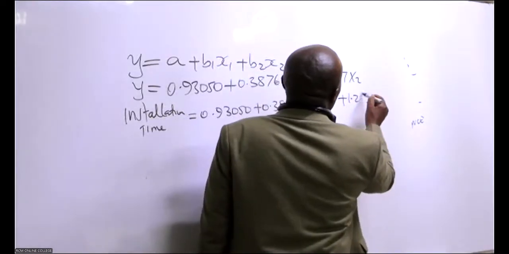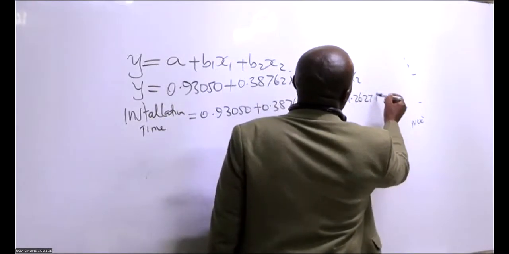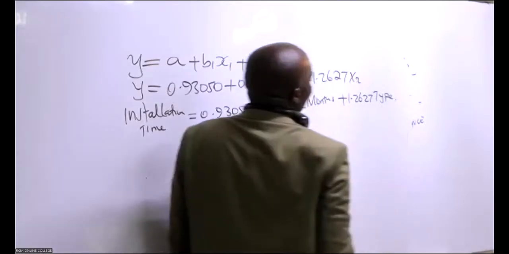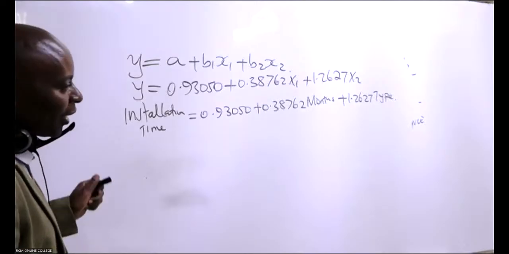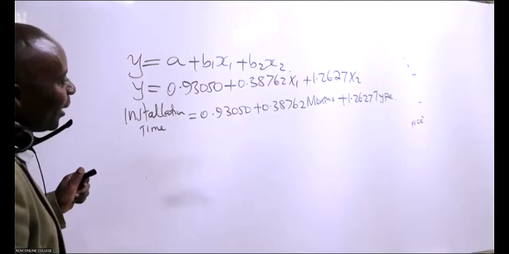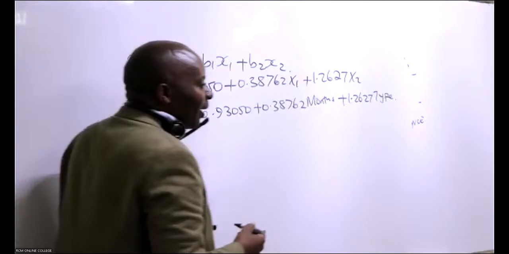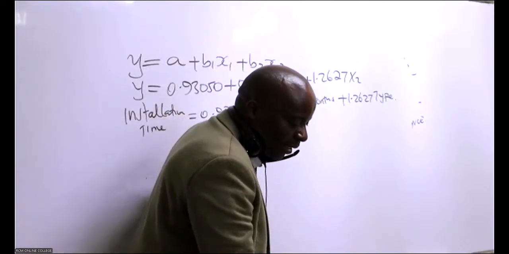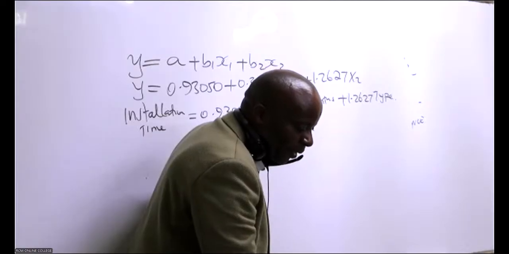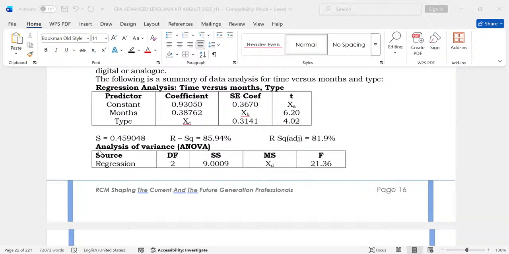Plus 1.2627 type. Oh, I'm wrong, 1.2? You see, it is XC. Is it XC or something? If you look at where you have written, we had looked for that unknown XC. You'll see that 1 point something. Just check again. Okay. All right.